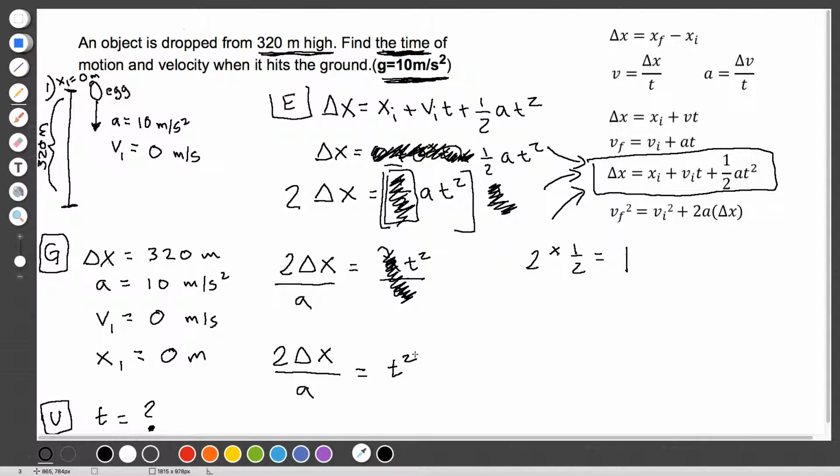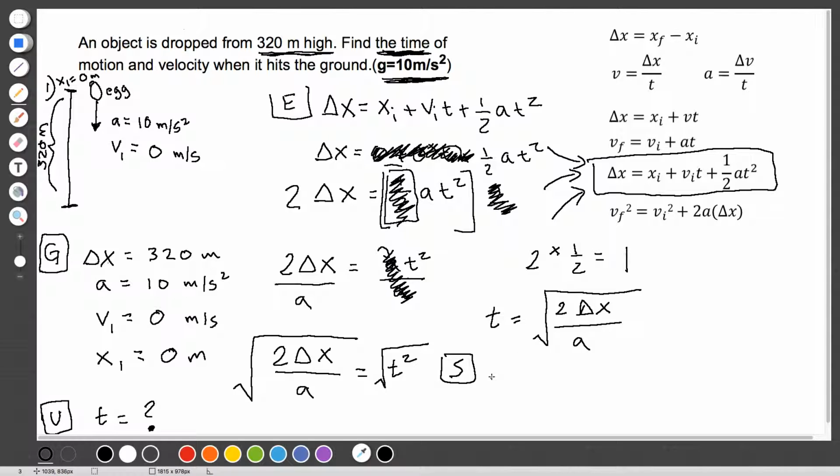And we don't want t squared. We want t by itself. And the only way to get rid of an exponent of 2 is to take the square root of it. And anything we do to the right side, we have to do to the left side. So taking the square root of t squared leaves us with t equals the square root of 2 times delta x over a. And so now we are going to substitute our numeric values into this equation.